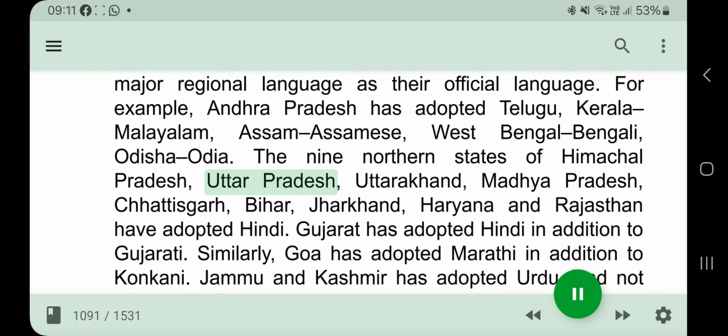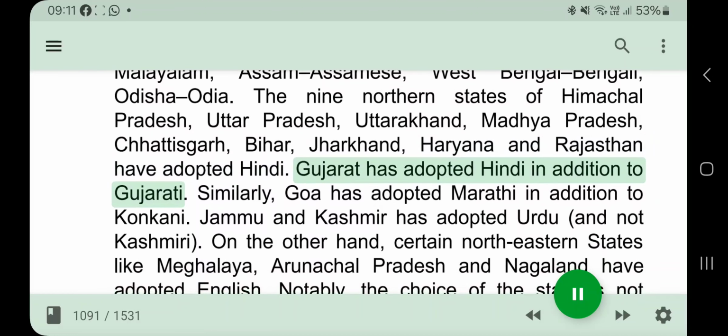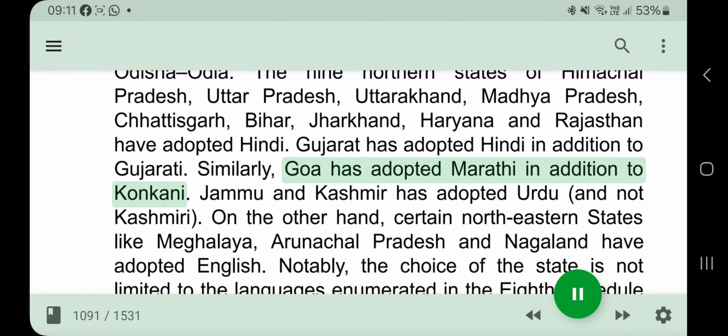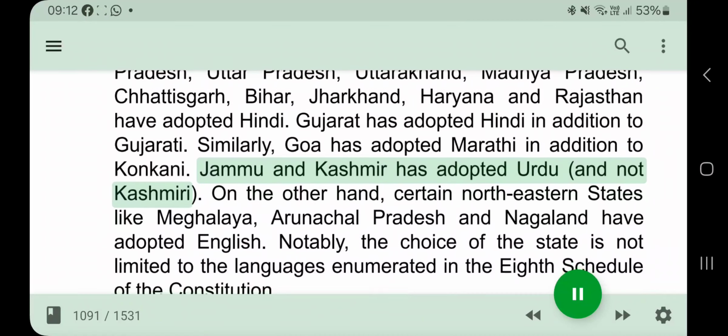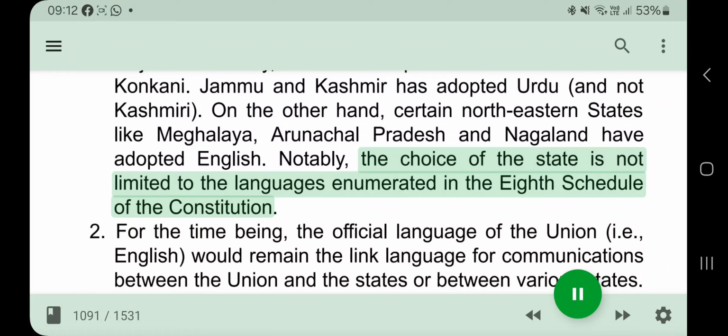The 9 northern states of Himachal Pradesh, Uttar Pradesh, Uttarakhand, Madhya Pradesh, Chhattisgarh, Bihar, Jharkhand, Haryana and Rajasthan have adopted Hindi. Gujarat has adopted Hindi in addition to Gujarati. Similarly, Goa has adopted Marathi in addition to Konkani. Jammu and Kashmir has adopted Urdu and not Kashmiri. On the other hand, certain northeastern states like Meghalaya, Arunachal Pradesh and Nagaland have adopted English. Notably, the choice of the state is not limited to the languages enumerated in the 8th Schedule of the Constitution.